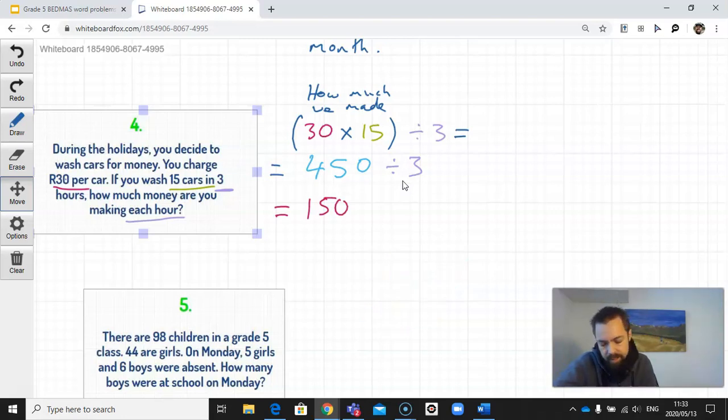And we just need to write that in a number sentence. You make 150 per hour. Nice holiday spending money.